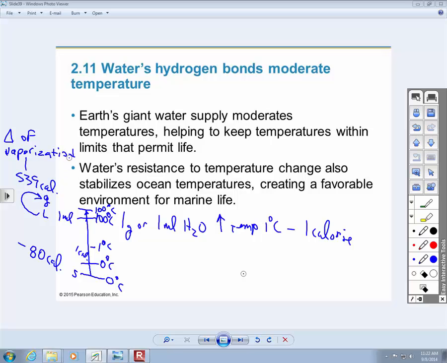So in order to get it to vaporize, to go off as a gas, for every milliliter it takes 539 calories. Heat of vaporization. This 80 is what we call heat of fusion, to get it to fuse together into ice. So you look at that and you go, well, isn't that the same as the freezing point and the boiling point? Boiling point is 100 degrees Celsius.